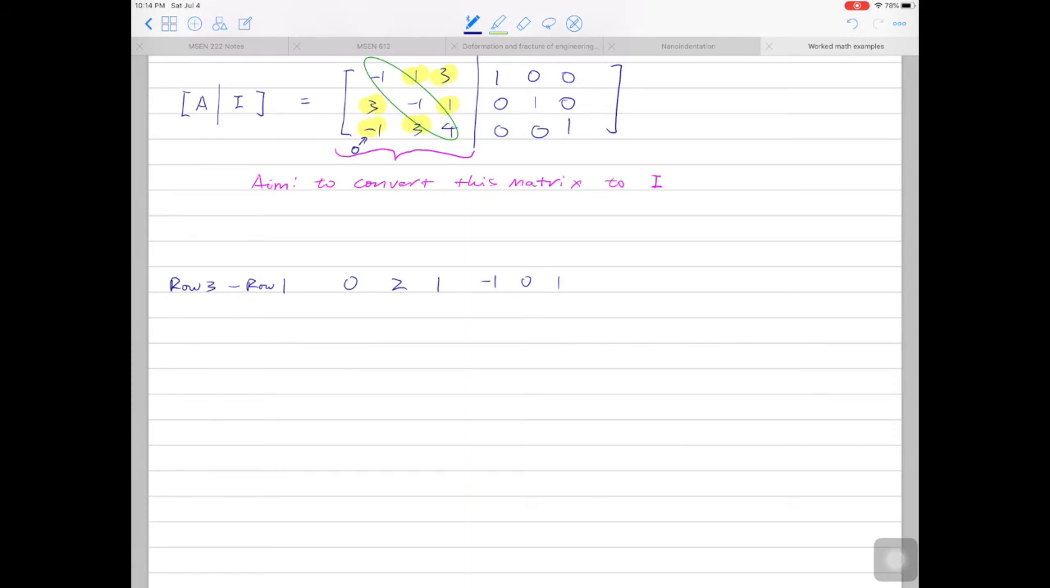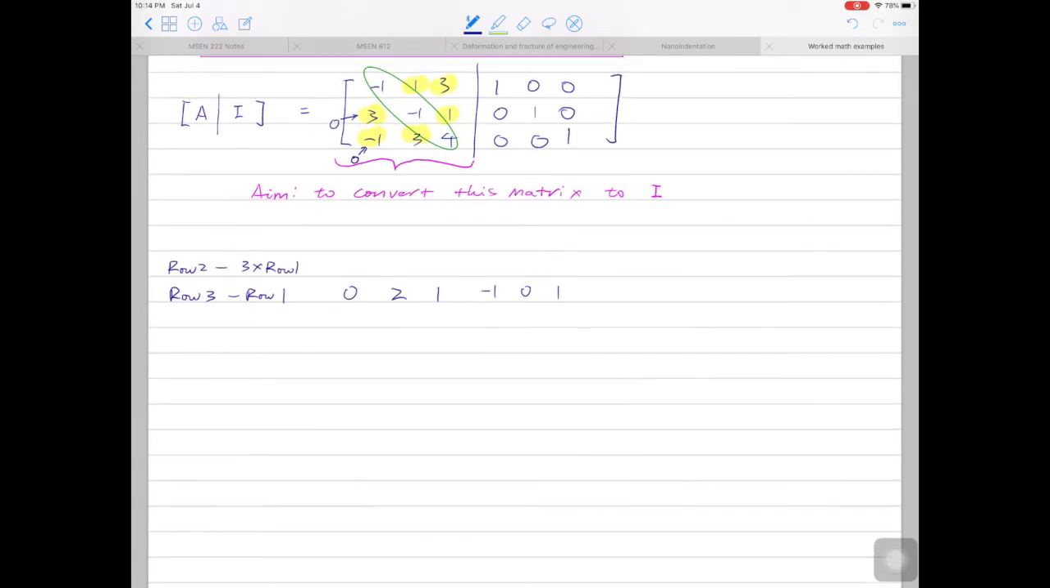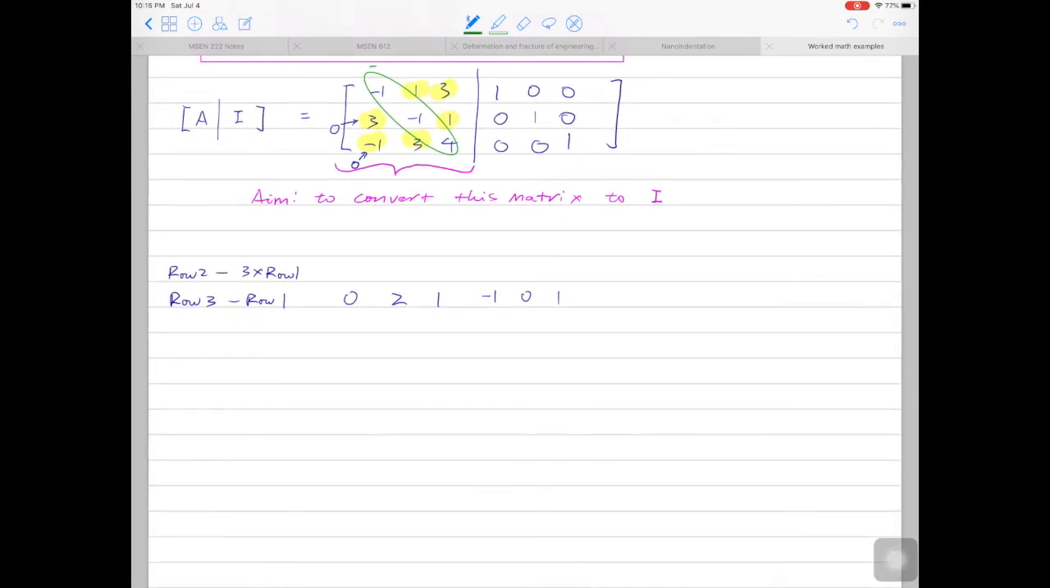We can also make this entry into 0. To do that, we can use row 2 minus 3 times row 1. We can also do 3 times row 3, but here we'll just use 3 times row 1 as the example. Let me bring that down slightly. 3 times minus 1 is minus 3. 3 times 1 is 3. Then 9, 3, 0, and 0.